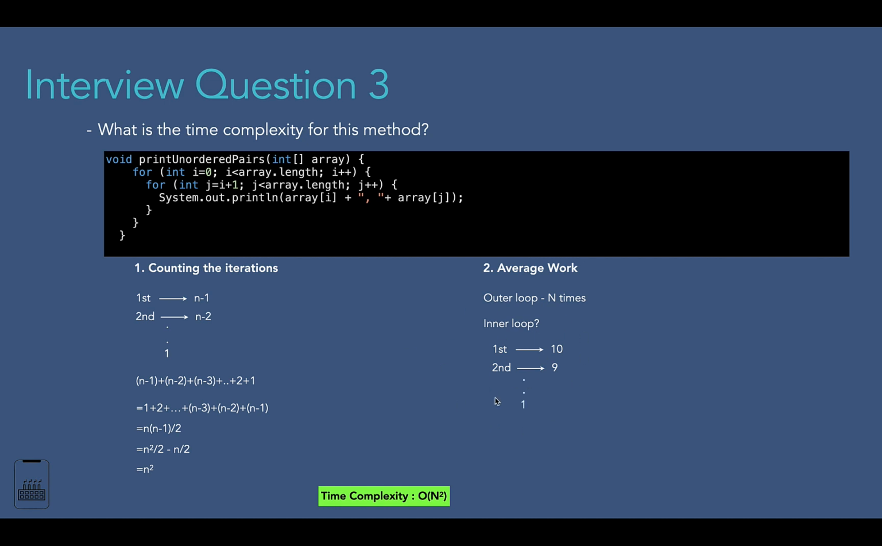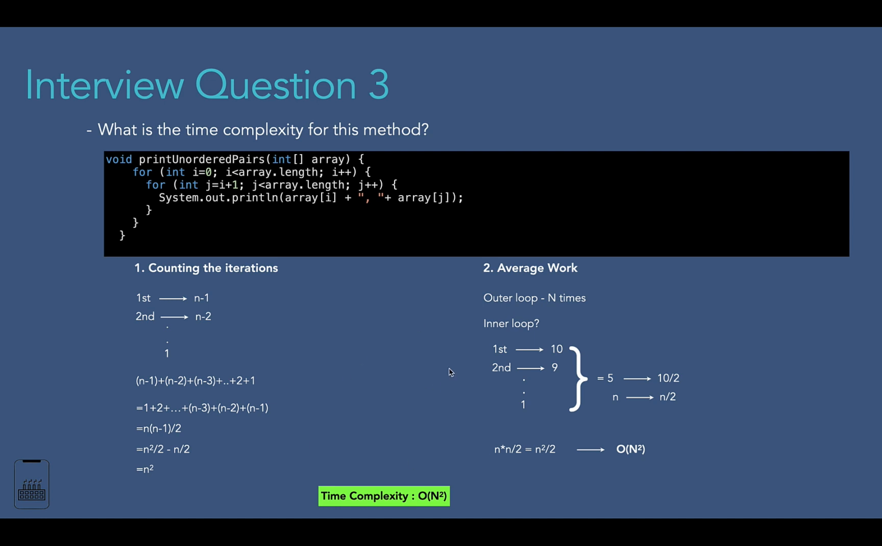Now if we take the average over here, the average of these runs will be approximately 5. So 5 means that we are dividing 10 by 2. This means that if the number of elements is n, the average will be n divided by 2. So for the n times, the inner loop will run n divided by 2. If you multiply n with n divided by 2, it's going to be n squared divided by 2. So we can eliminate 1 divided by 2 from here, so the time complexity becomes n squared.